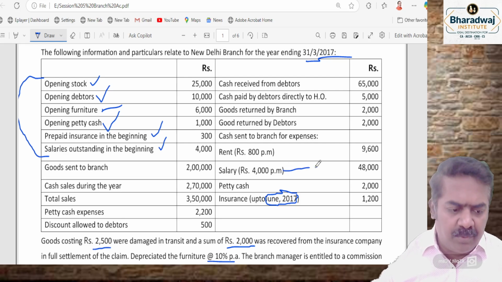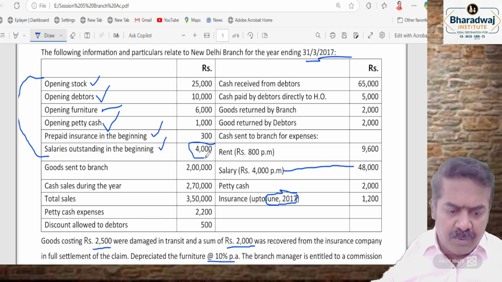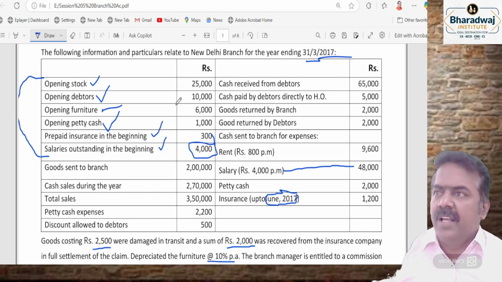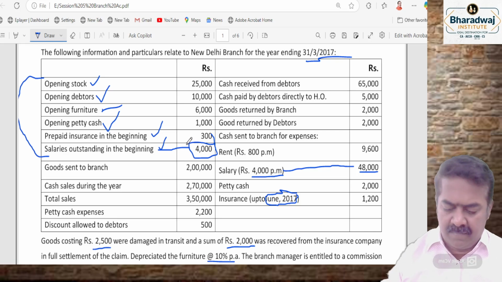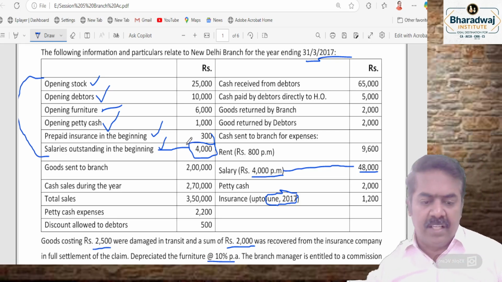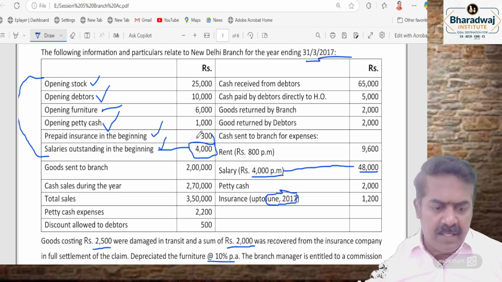Please remember they paid 4,000 per month salary, 48,000, which means this 4,000 is not paid. Current year salary only they paid. 4,000 is not paid, which means closing balance of outstanding salary will be 4,000. You understand? What about the outstanding expense at the beginning of the year? That is not paid.